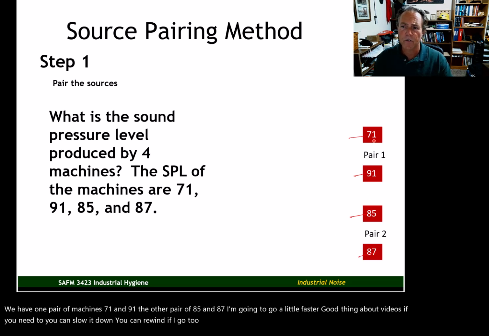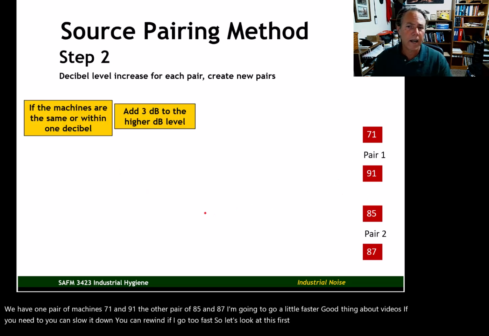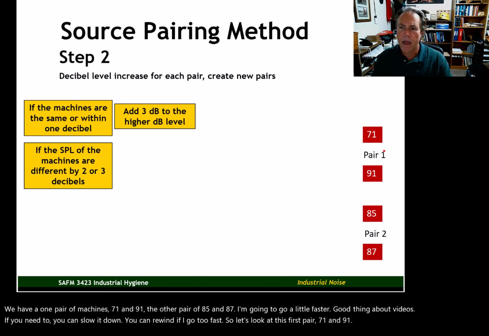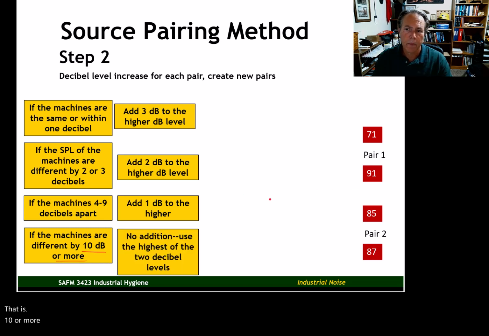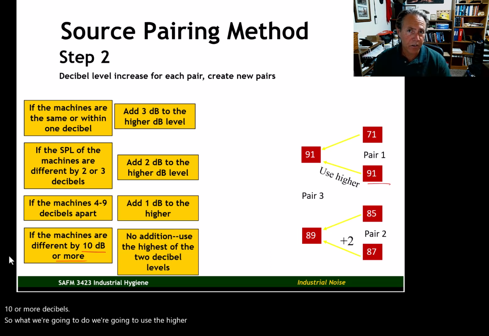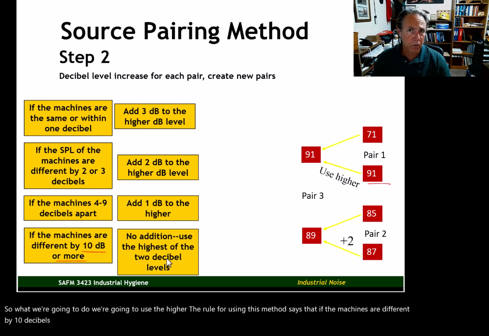So let's look at this first pair, 71 and 91. That is 10 or more decibels. So what we're going to do, we're going to use the higher. The rule for using this method says that if the machines are different by 10 decibels or more, you don't do any addition, you just use the highest of the 2 decibel levels, which is 91.